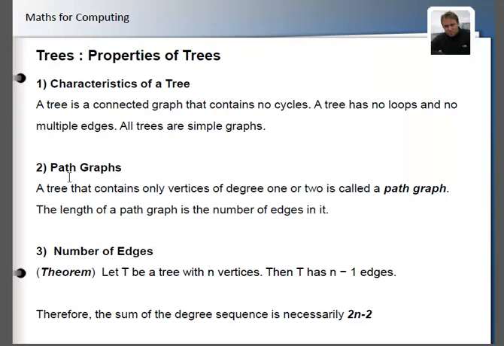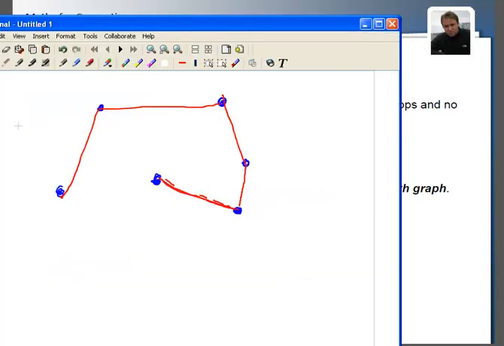Now, a path. This is an interesting one. This is quite useful for starting out, particularly with a lot of the questions I'm going to be working with. A tree that contains only vertices of degree 1 or 2 is called a path graph. The length of a path graph is the number of edges in it. So what we actually have here is a path graph.